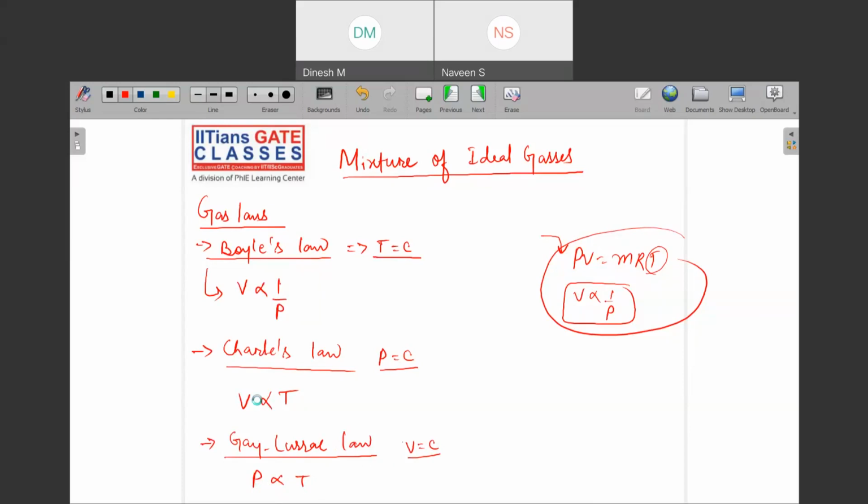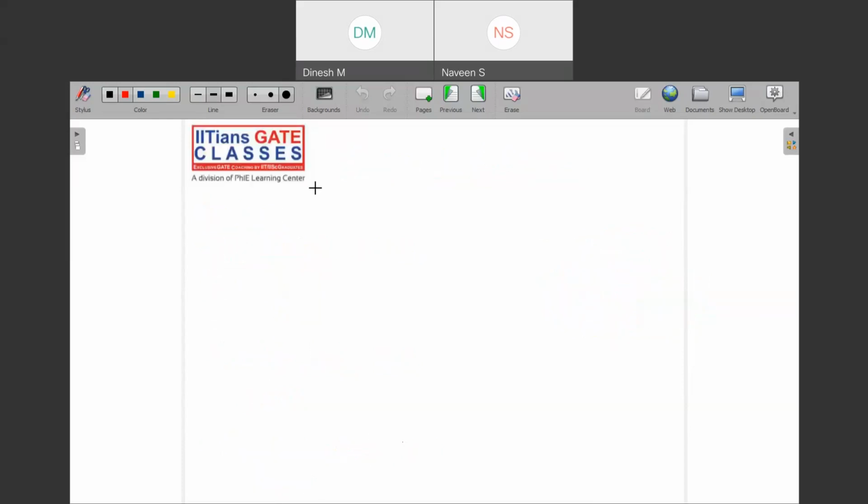Okay. And one more very important law is called Avogadro's law. What this law says is that for ideal gas, the volume divided by the number of moles is constant.